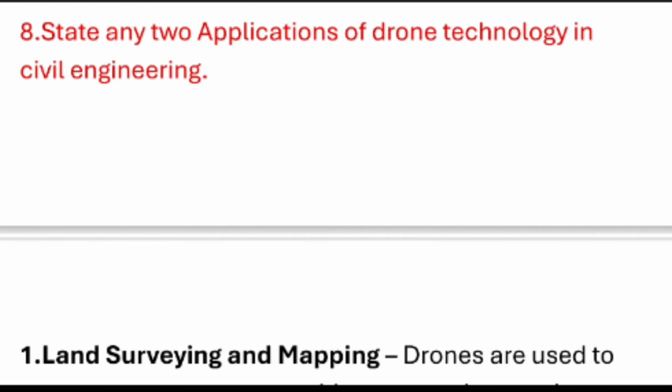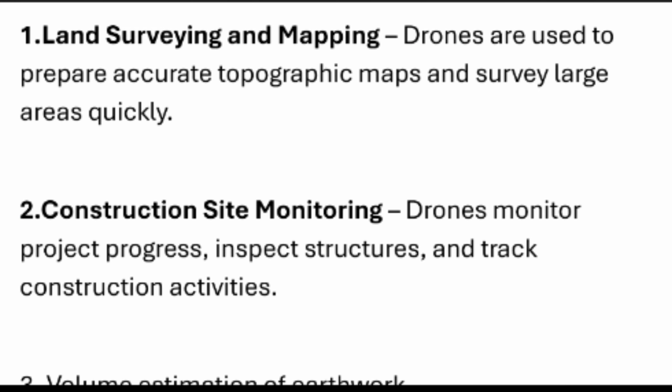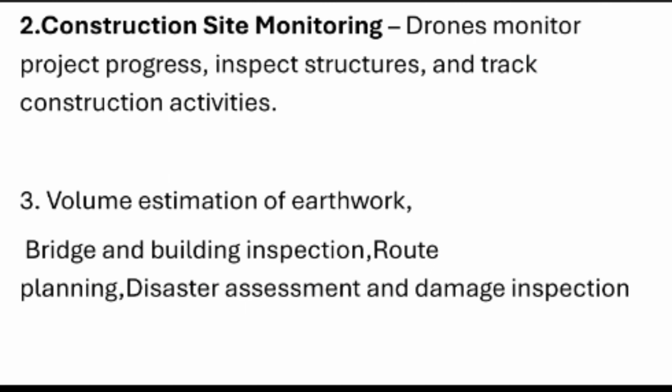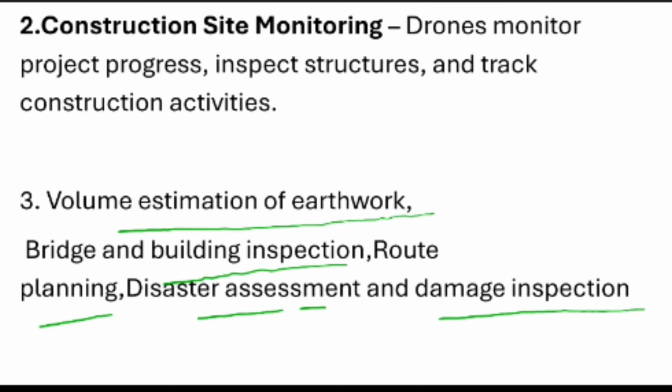Next, state any two applications of drone technology in civil engineering. First is land surveying and mapping. If you use a drone, it will give the proper topography map and survey a large area. Next is construction site monitoring. Drone monitoring will show the project progress, inspect structures, and track construction. For more information, we can use it for volume estimation of earthworks, bridge and building inspection, route planning, disaster assessment, and damage inspection. These are the data it will give.